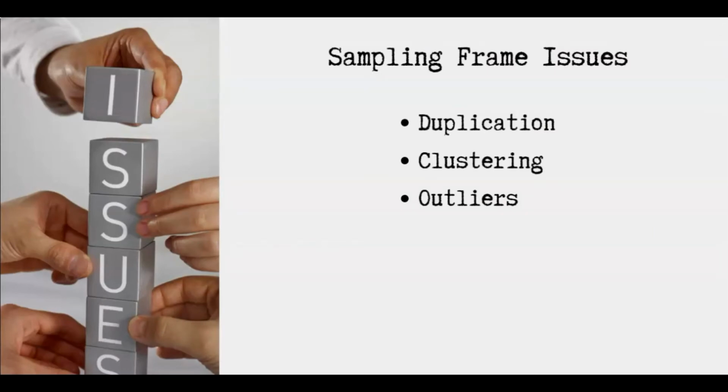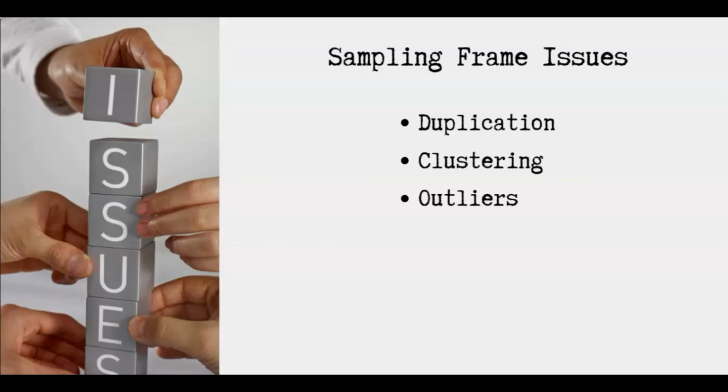Next, sampling frame issues. For your information, a sampling frame is perfect if there is a one-to-one mapping from frame to population elements. What kind of sampling frame issues? They are duplication, clustering, and outliers. First, duplication occurs when multiple frame elements map to one total population element. Second, clustering occurs when multiple total population elements map to one frame element.